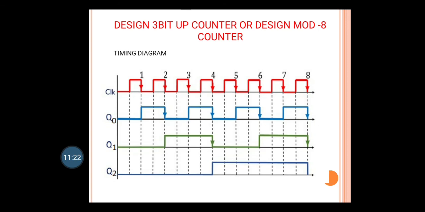And this is the timing diagram of the 3-bit counter. Here you can see 8 clock pulses are required. Then Q0 is 0 1 0 1 0 1. Q1 is 0 0 1 1 0 0 1 1. Q2 is 0 0 0 0 1 1 1 1.